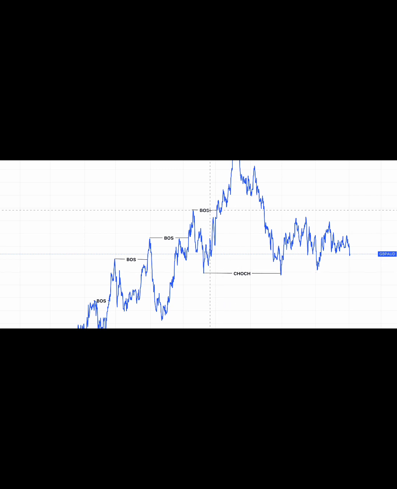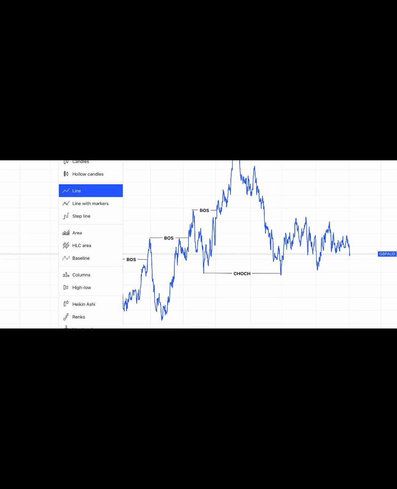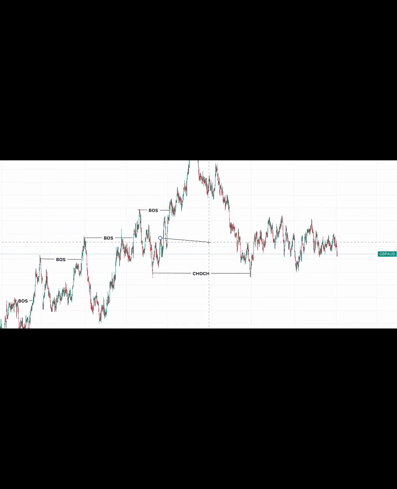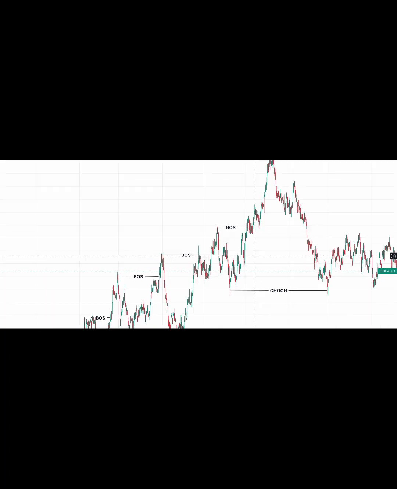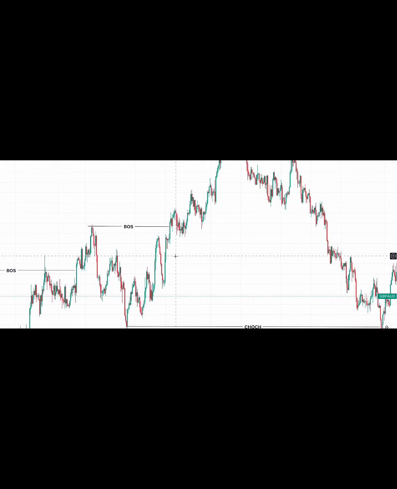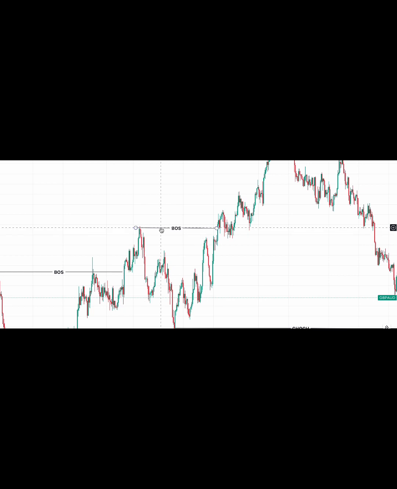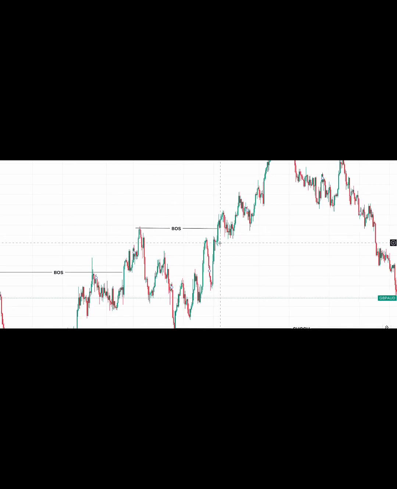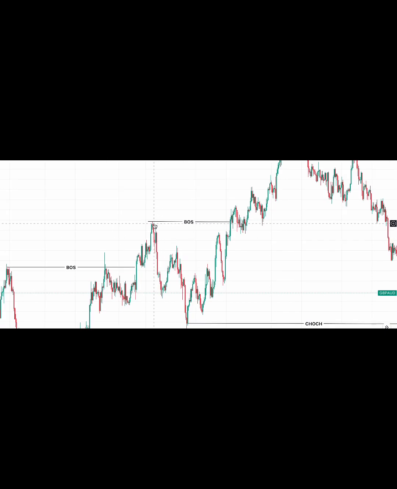Before this, we must understand the mechanical market structure first. Another extra knowledge to know: for every valid break of structure and change of character, when you switch back to the candlestick, for the uptrend, the candles must close above the previous swing high. This is a key point.